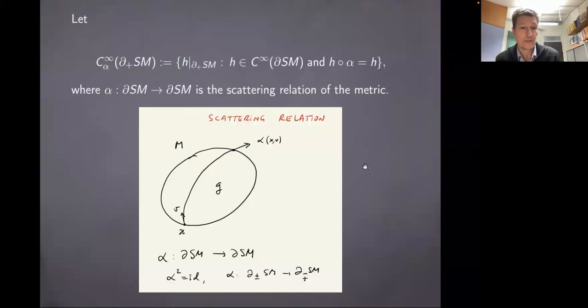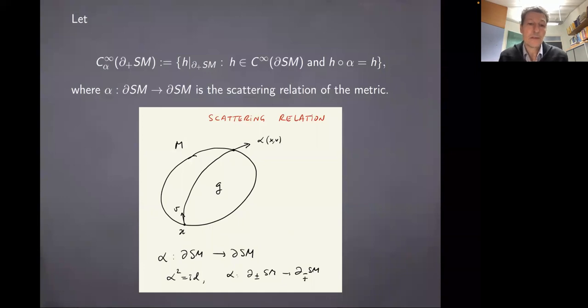And for that, I need to introduce one additional key player, which is the scattering relation. The scattering relation of the metric is simply: you have a point and a vector pointing inside, and you look at the exit point and the exit vector. That gives you a map from the boundary of the unit tangent bundle to itself that essentially maps outflux to influx and influx to outflux if you just run things backwards.